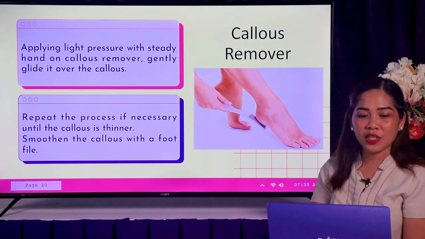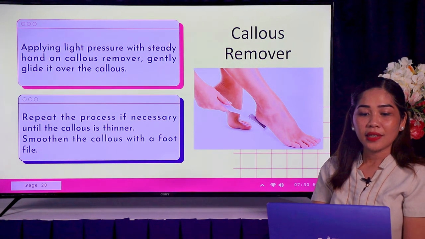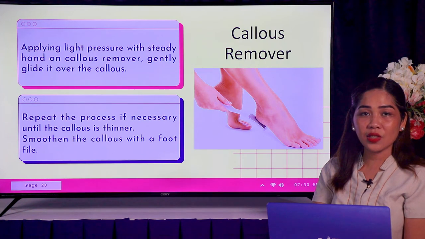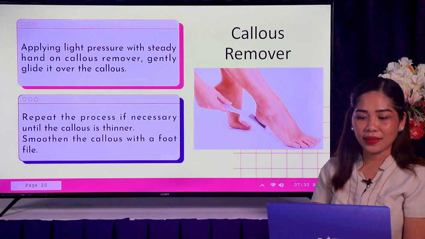Applying light pressure with a steady hand on the callus remover, gently glide it over the callus. Repeat the process if necessary until the callus is thinner. Smoothen the callus with a foot file.